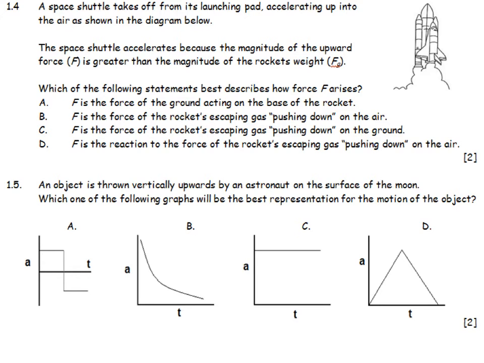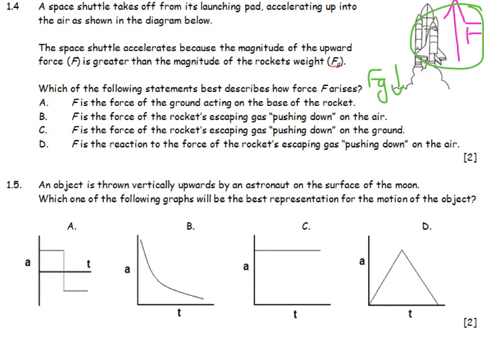A space shuttle takes off from its launching pad, accelerating up into the air as shown in the diagram. The space shuttle accelerates because the upward force F is greater than the downward force of gravitational acceleration or weight. Which of the following statements describes where this F here comes from?